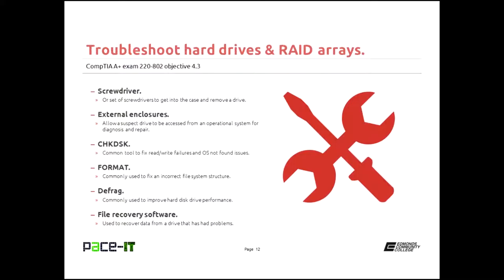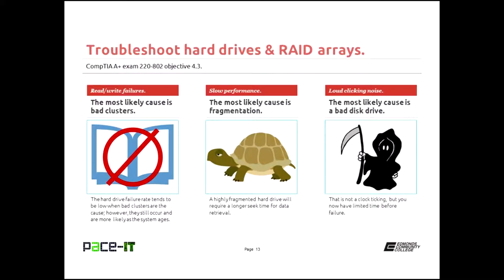So now let's move on to common problems with hard drives. And the first thing that comes up are read-write failures. The most likely cause are bad clusters on the spinning hard disk. The hard disk failure rate tends to be low when bad clusters are the cause, but they still can occur. Check disk is going to be the utility that you want to run to find bad sectors and clusters.